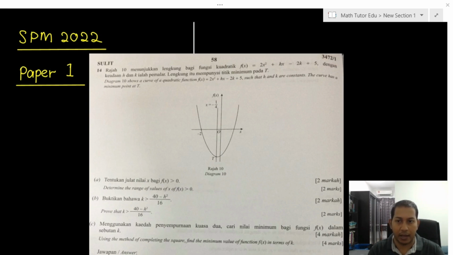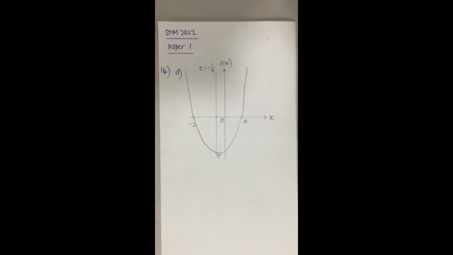By the time you finish reading the whole question 14, you should come up with an overall idea that this question comes from the quadratic function chapter. Take your time to solve this question and we will begin our discussion in a count of 5, 4, 3, 2, 1.